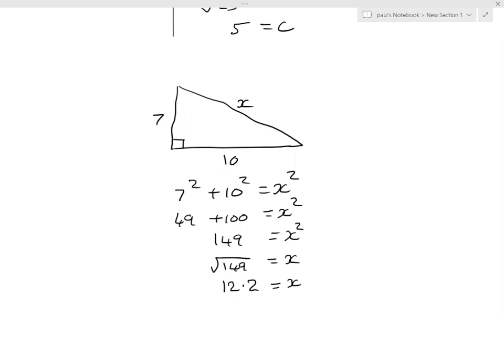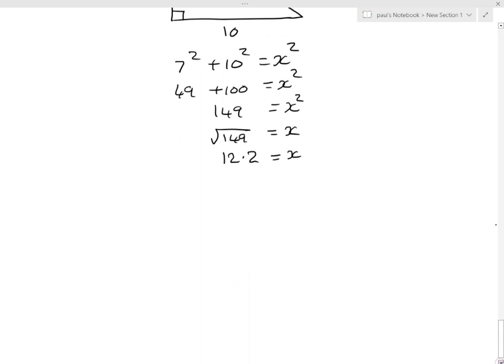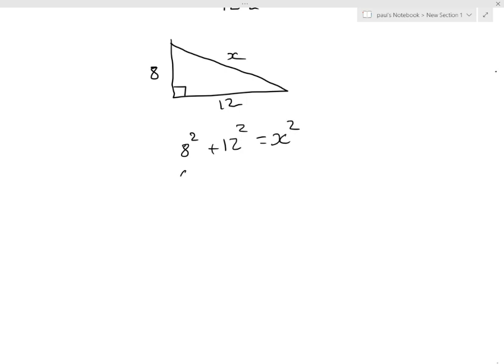Okay, so we've got any more? Let's keep doing, because these are all right. Let's have a look at this one. So at the moment we're just finding the longest side. So 8 and 12 and x. So 8 squared plus 12 squared equals x squared.